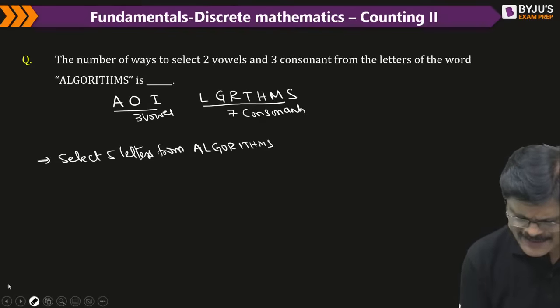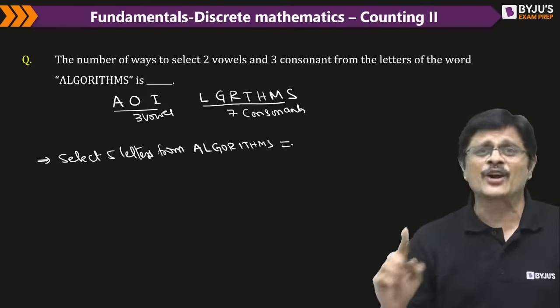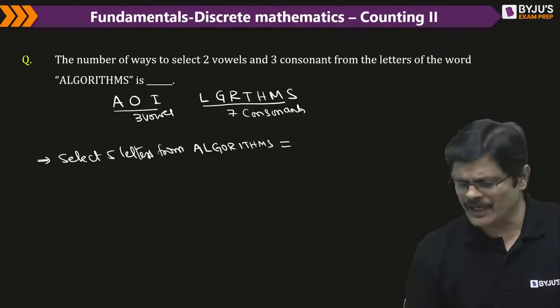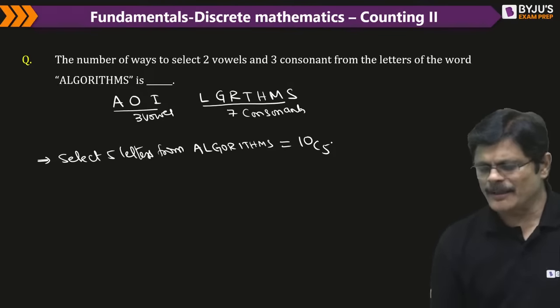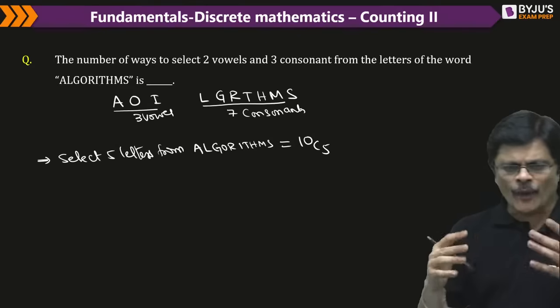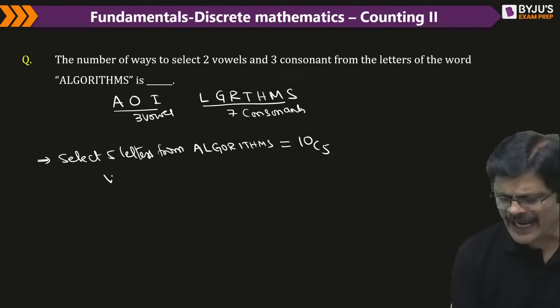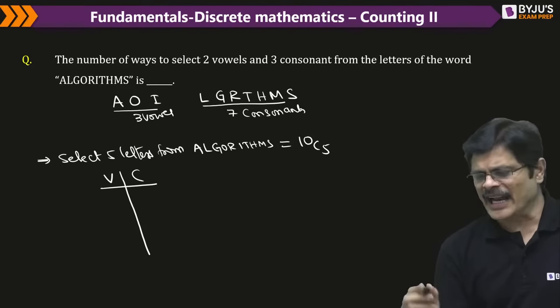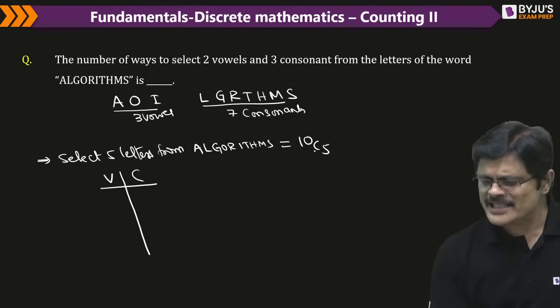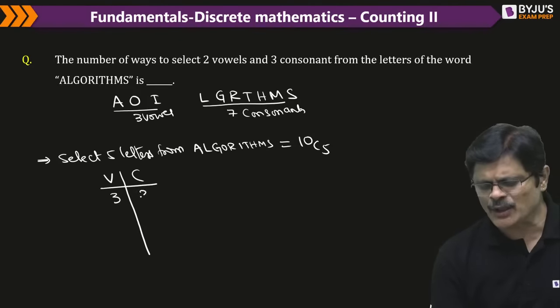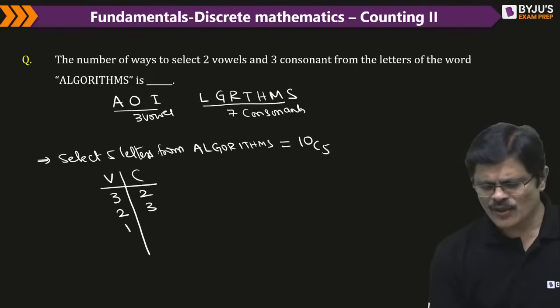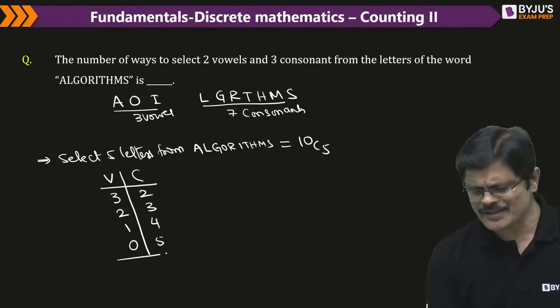See, suppose I ask, select 5 letters from algorithms. I'm taking this example to explain the concept of combinations. 10C5 you can happily do it. But actually, how is this 10C5 made up in this particular problem? We are having vowels and consonants: 3 vowels and 7 consonants. This 5 may be formed with 3 vowels and 2 consonants, 2 vowels and 3 consonants, 1 vowel and 4 consonants, 0 vowels and 5 consonants.